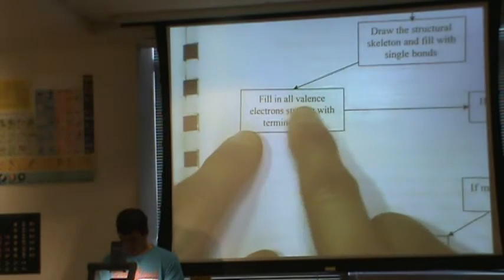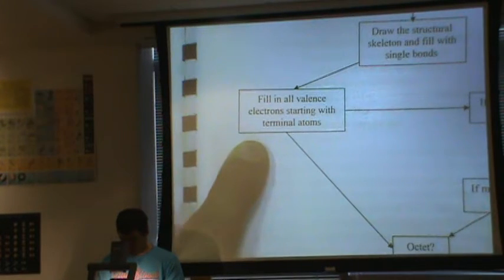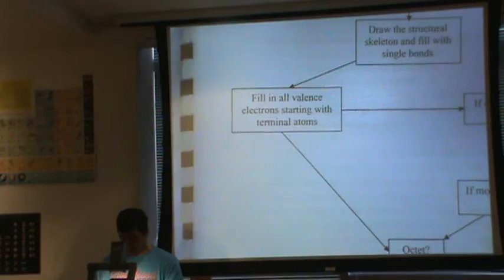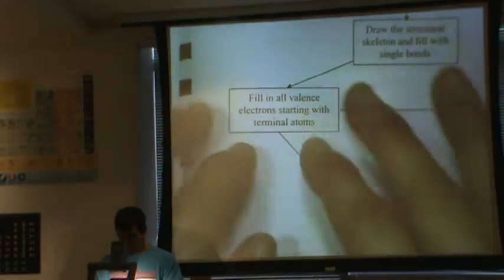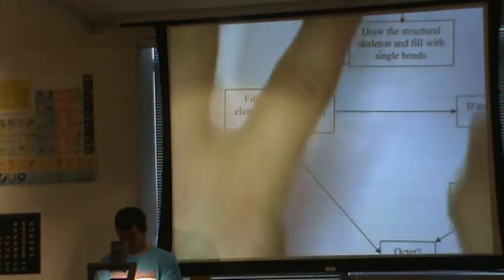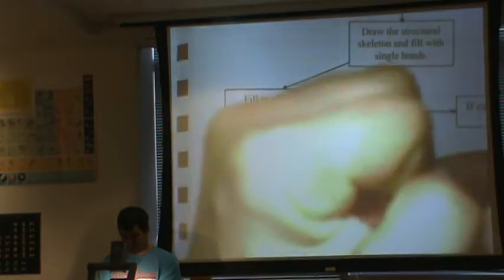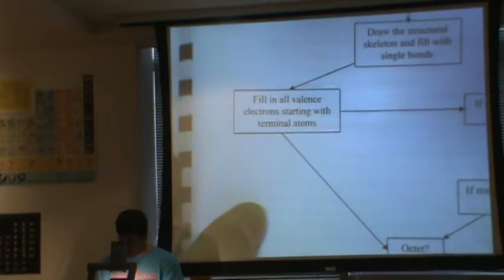Then you will fill in all valence electrons starting with the terminal atoms. So you'll work from the outside of the molecule to the inside of the molecule. For many of these examples, you have a central atom, an atom that's in the middle, that's surrounded by other atoms, and they're all bonded.